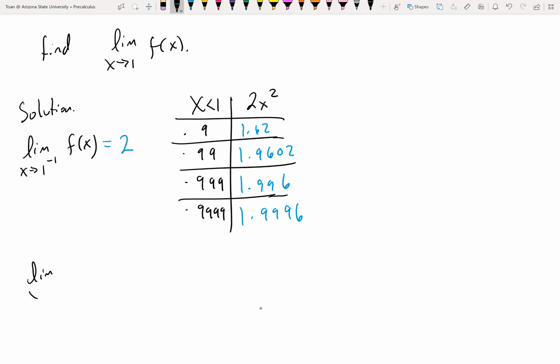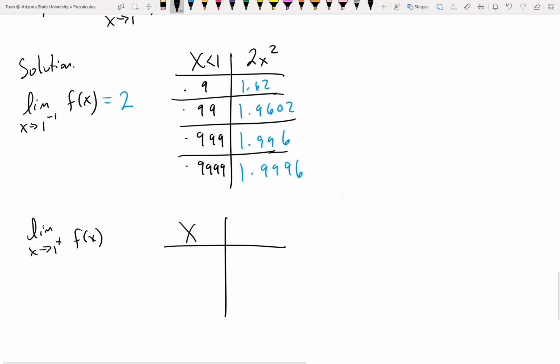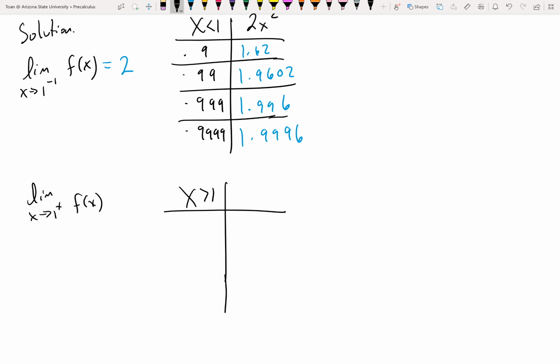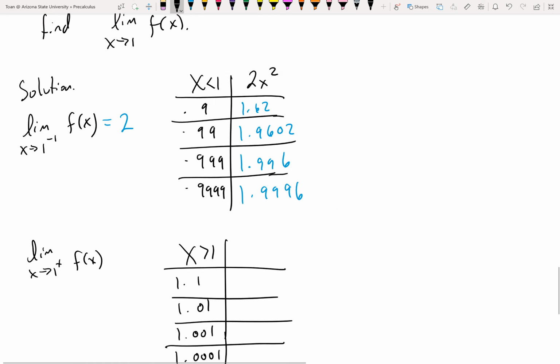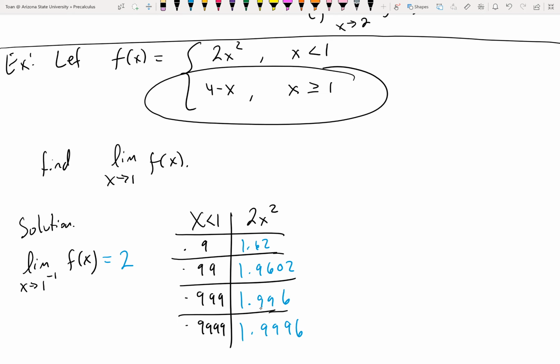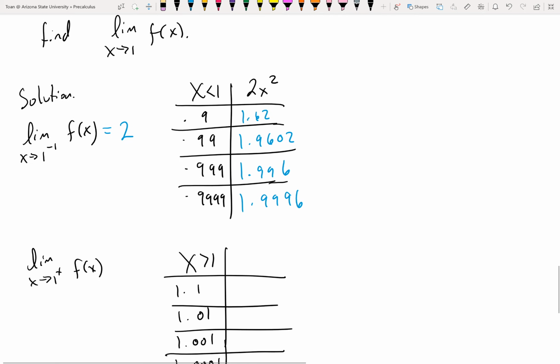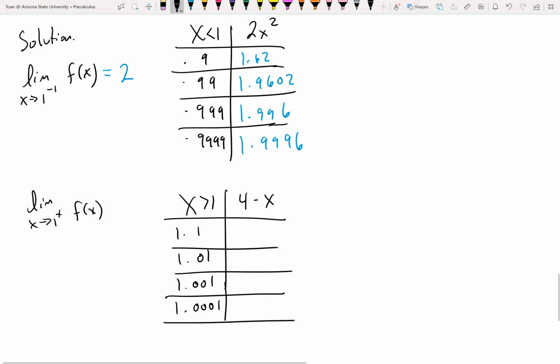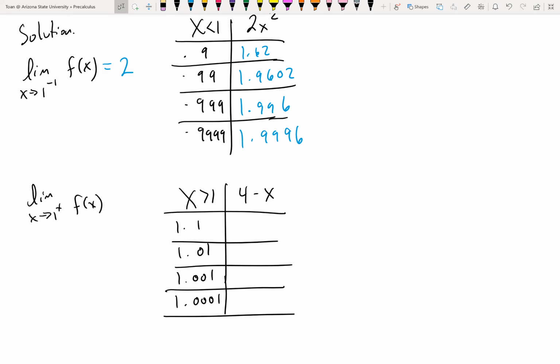The limit as x approaches 1 from the right of f of x. So again, I'm just going to choose x values that are bigger than 1, but are approaching it, say 1.1, 1.01, 1.001, 1.0001. And since I'm choosing x values that are bigger than 1, according to this piecewise function, I have to use this part of the function, 4 minus x. So that's what I'm going to be plugging into. I'm no longer plugging into 2x squared. I'm going to be plugging it into 4 minus x.